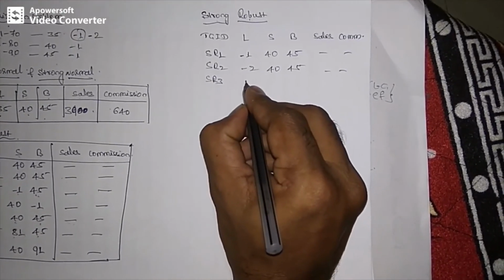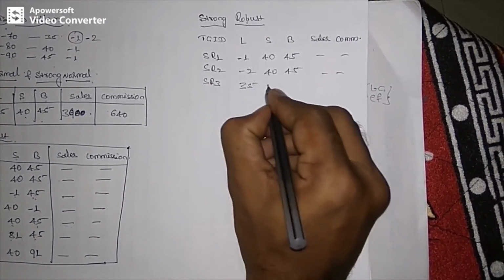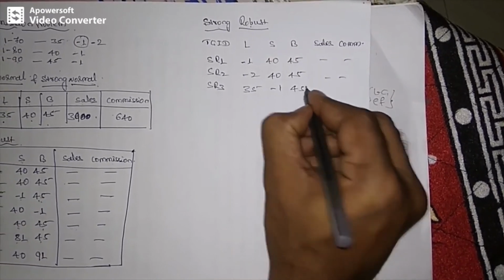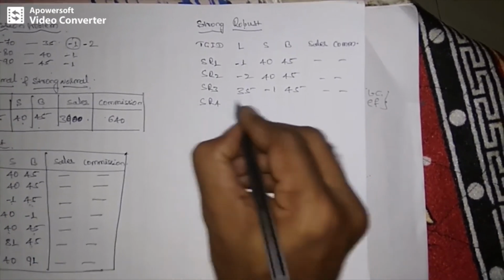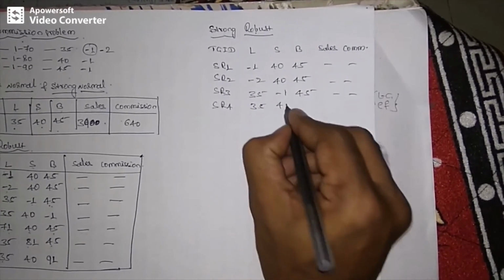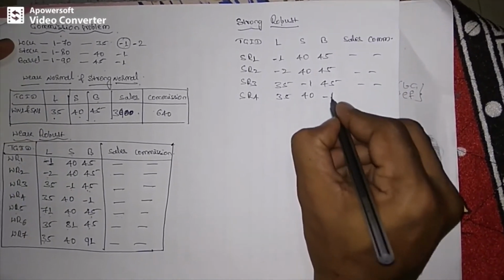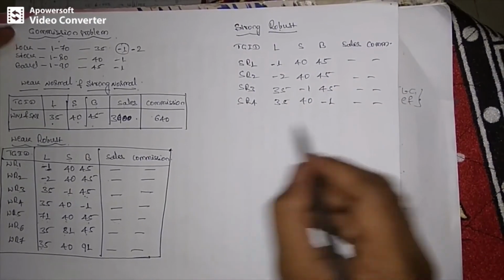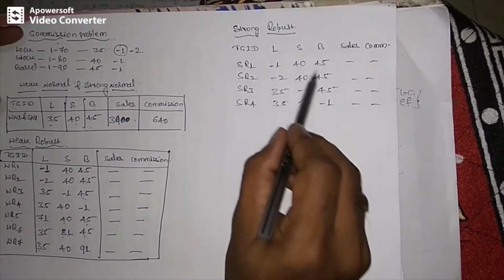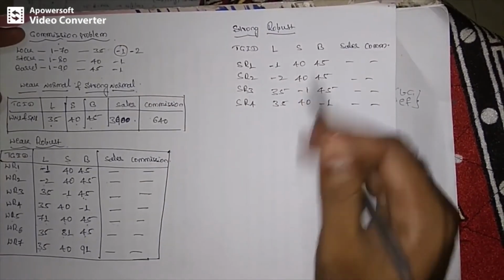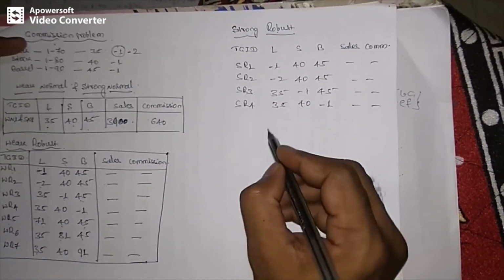SR3: now 35, minus 1, 45. For these two, there is no calculation. SR4: this is 35, this becomes 40, and this becomes minus 1. Now there is no commission and sales. Now you can see the lower limit single fault assumption is over. Then similarly I need to do it for the multiple fault assumption.